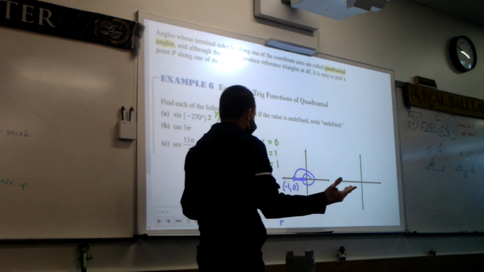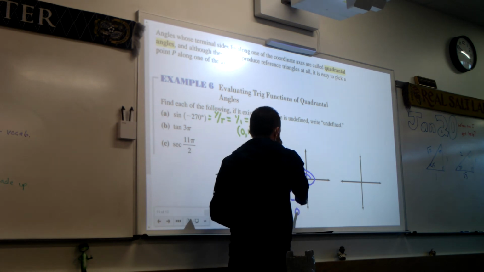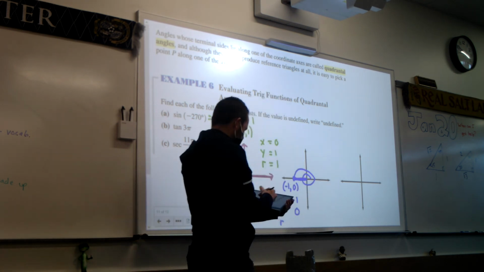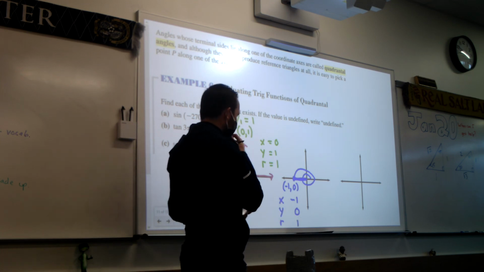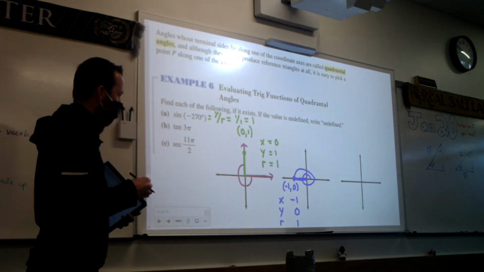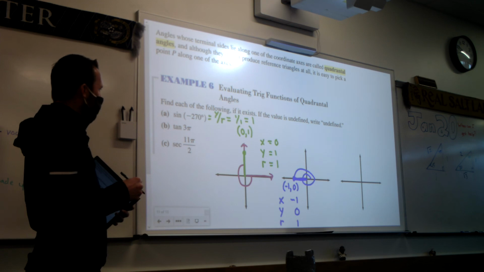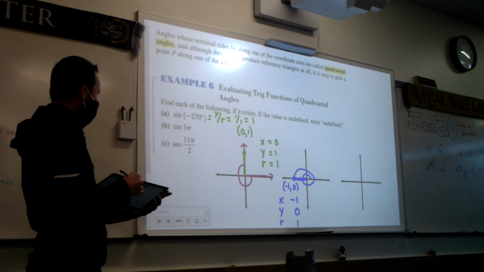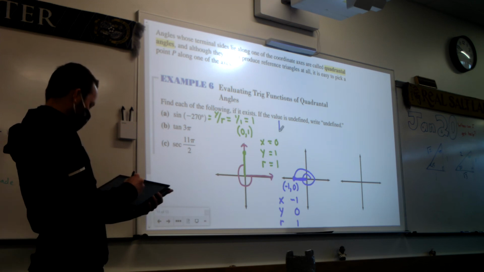Now, the r is a hypotenuse. Basically, we could do the Pythagorean theorem here to get it. Negative 1 squared plus 0 squared is 1, and what's the square root of 1? 1. The r will always be positive, even if x or y is negative. Okay, now we were trying to do tangent here. So we're doing tangent of 3 pi.